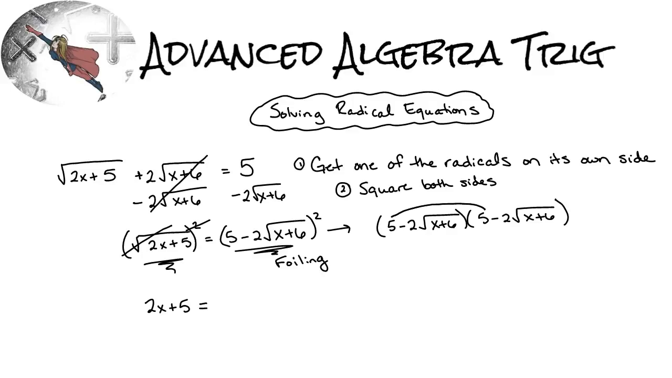So I'll do 5 times 5, 5 times negative 2 rad, so that's going to be negative 10 radical x plus 6. Then I'll do that times that. That's another negative 10 radical x plus 6. And then I'll do that times that. That's a negative times a negative, so it gives me a positive 4 because of the 2 times 2.